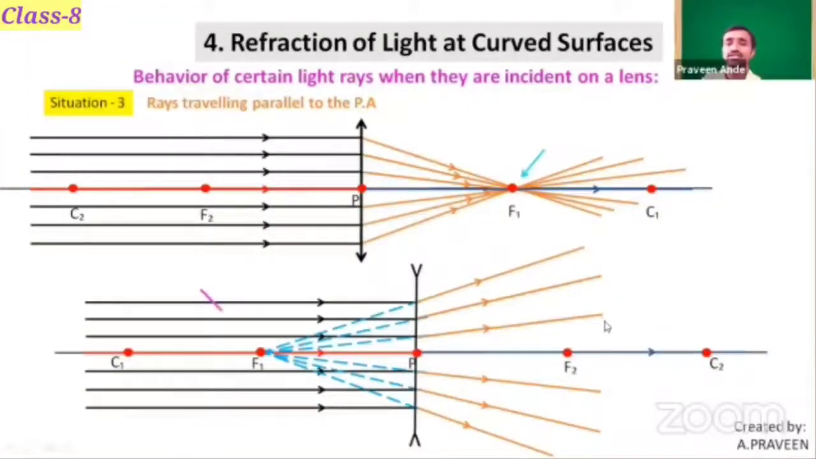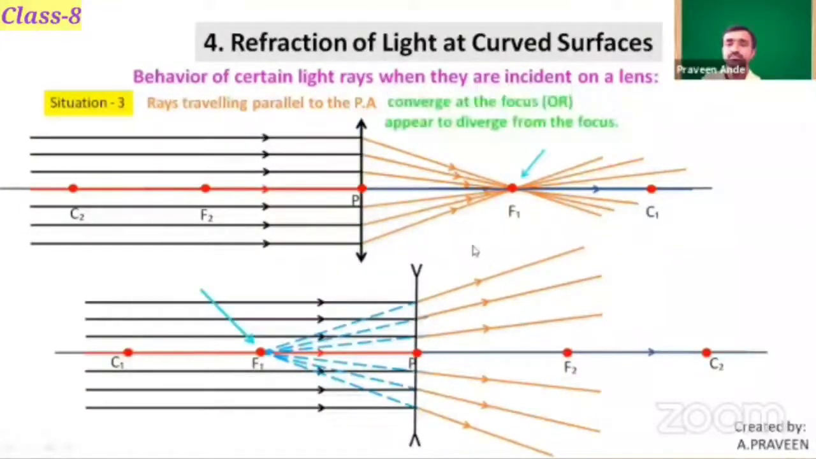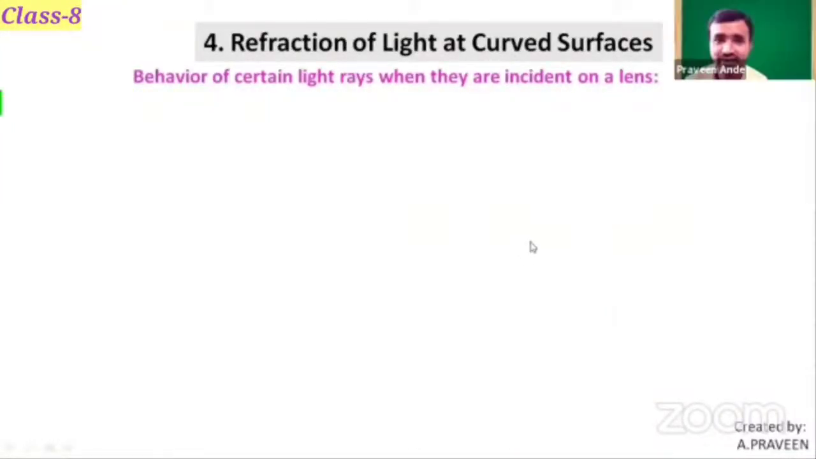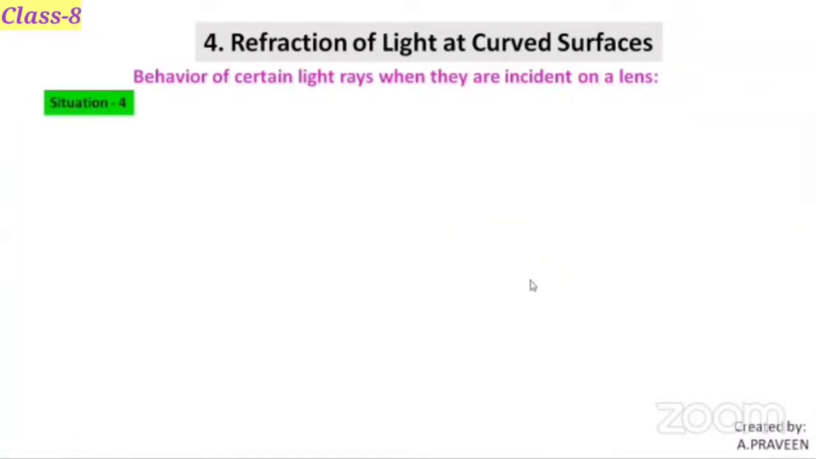What generalization can you give here? The generalization is: rays converge at the focus or appear to diverge from the focus. Depending on your lens, you can choose that generalization. Is it okay now? Okay, sir. Right, so we'll go to situation number 4 here. Are you following your textbook or not? Yes. Let's look at that.